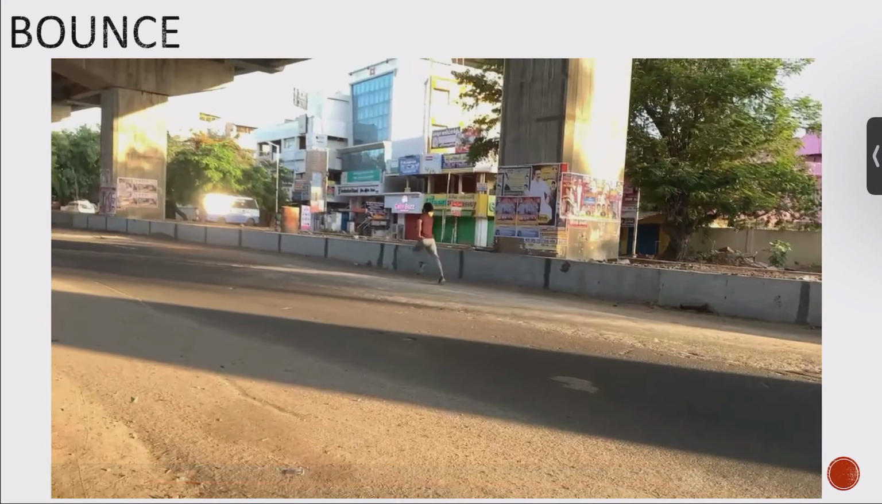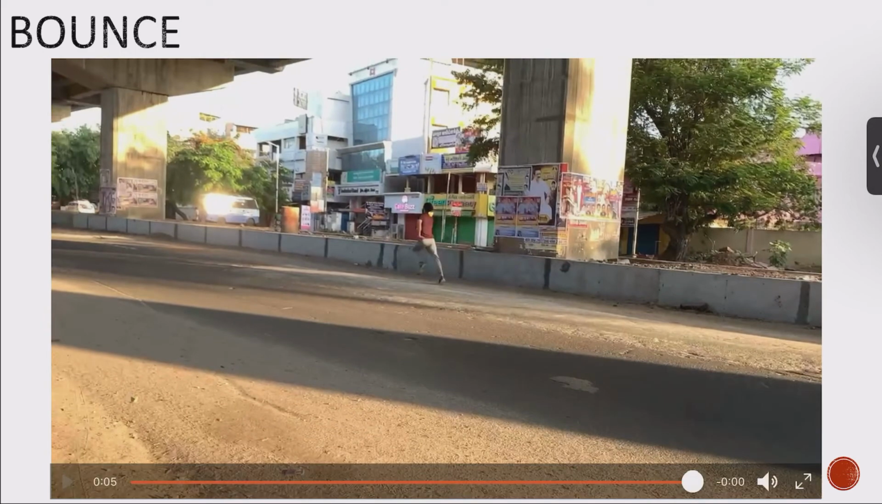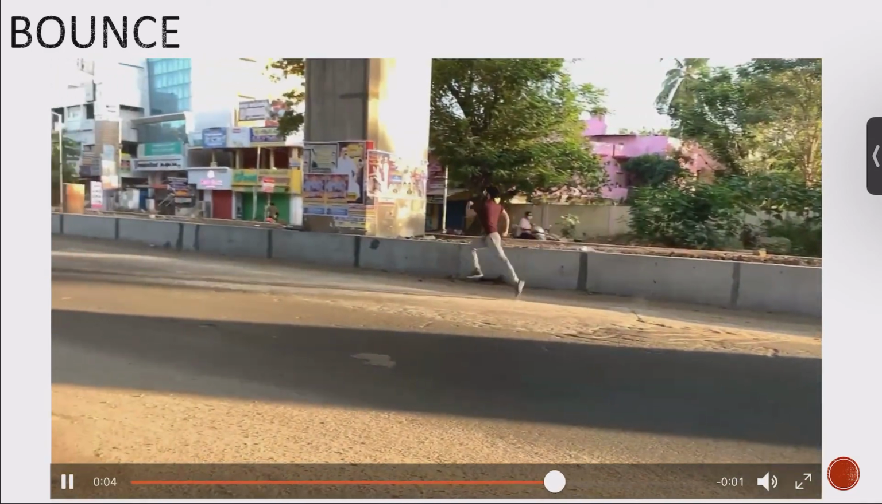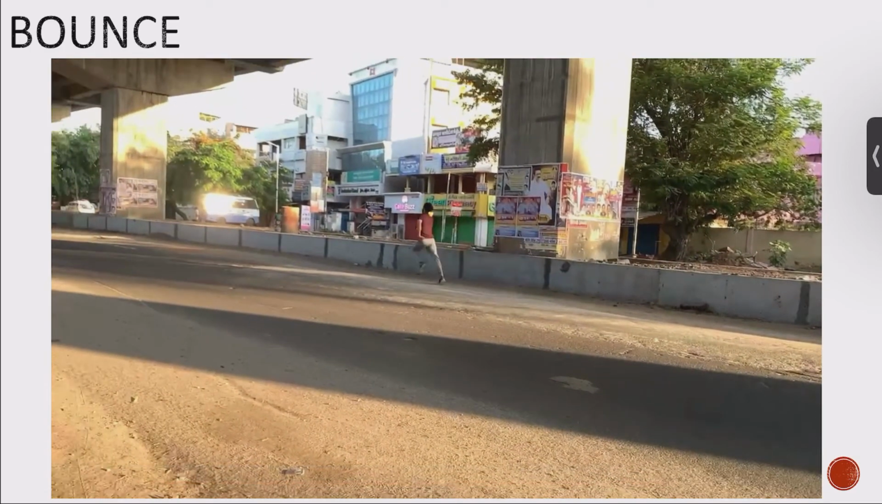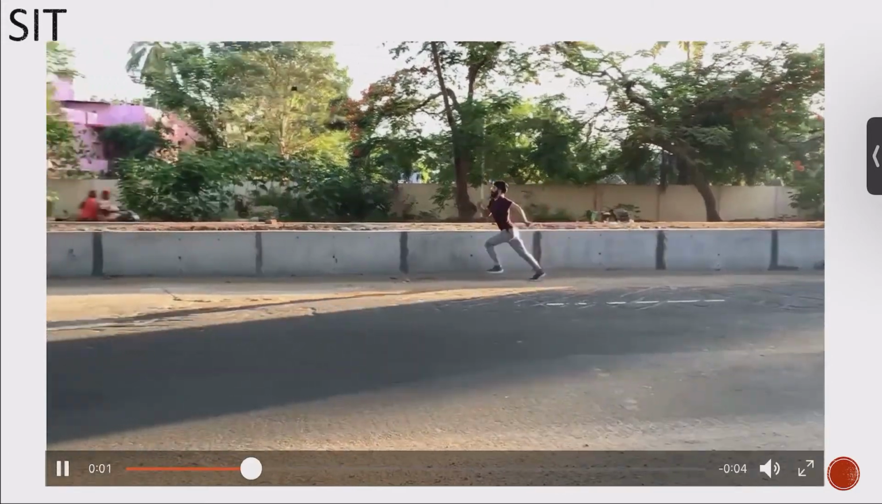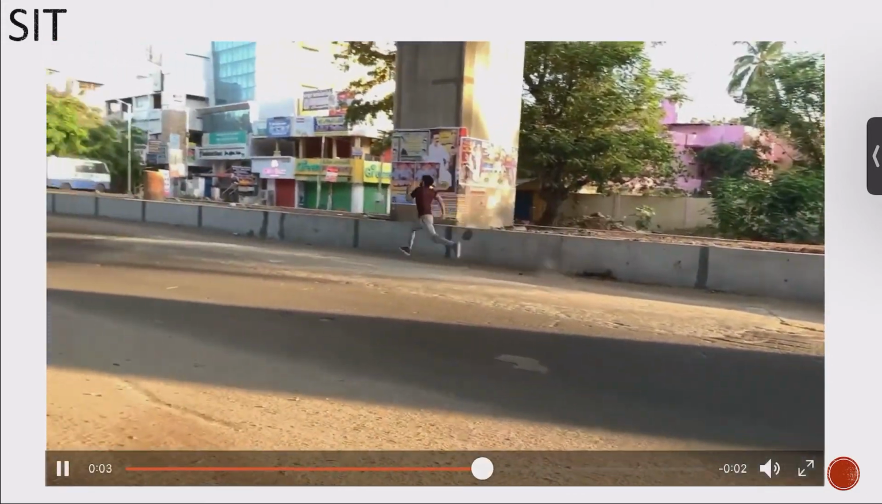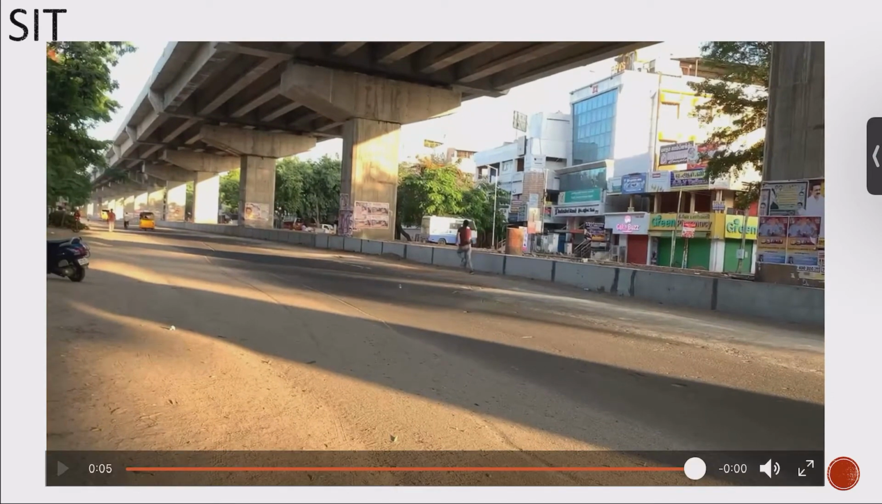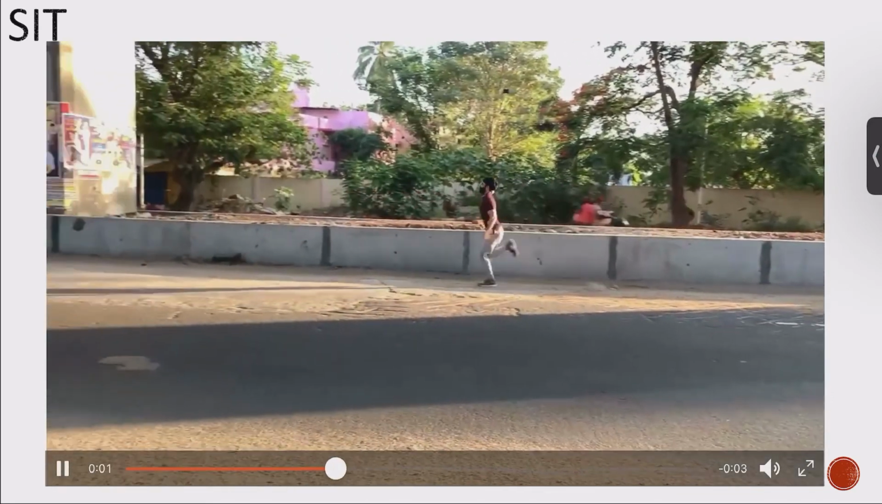The vertical force is more, the vertical displacement of body center of mass is more, but not forward, and the joint reaction forces are also more, so chances of injury are more in this. So next is sit. In sit, the body center of mass will be lower and there will be intermediate step frequency here. As you can see here, the body center of mass is lower, step frequency is intermediate, and the chances of injury are less in sit.